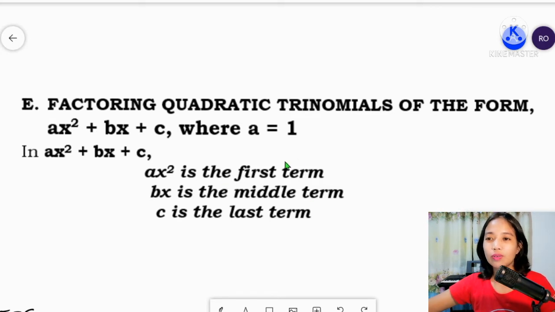Alright, so let's proceed now to factoring quadratic trinomials of the form ax squared plus bx plus c. So, ito naman yung ating gagamitin if the given trinomial is not a perfect square trinomial. So, ibig sabihin, ang ating first term and the last term are not perfect squares. Pero etong mga steps na i-discuss ko is gagamitin lang ninyo if and only if a is equal to 1. Ibig sabihin, kapag yung given expression is most of the time, ang nakikita nyo lang sa leading term or sa first term is only a variable.